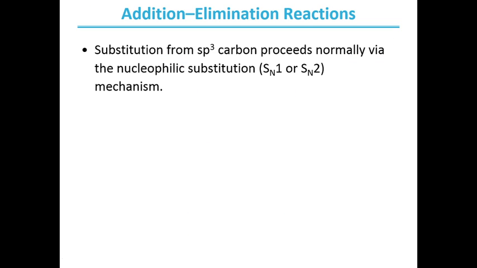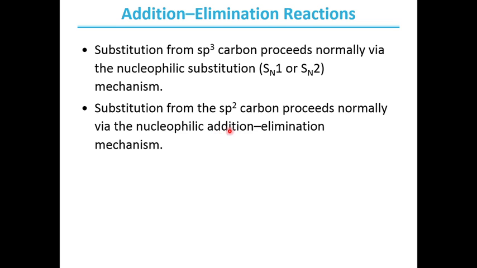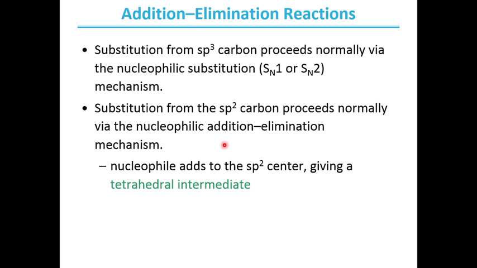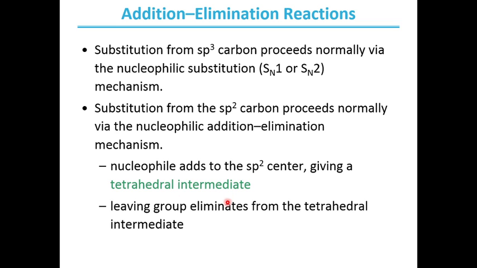While substitution reactions from sp3 carbon proceed via nucleophilic substitution mechanisms such as SN1 or SN2, substitution from the sp2 carbon proceeds via the nucleophilic addition-elimination mechanism. Here, a nucleophile adds to the sp2 center, giving a tetrahedral intermediate. The leaving group eliminates from the tetrahedral intermediate. The leaving group may pick up a proton while leaving from the original molecule.